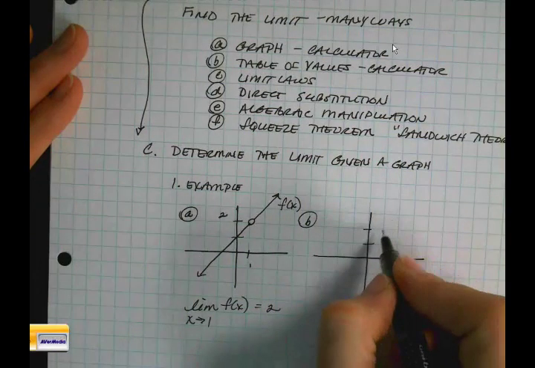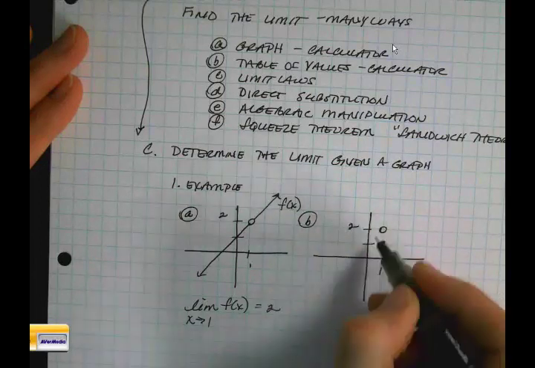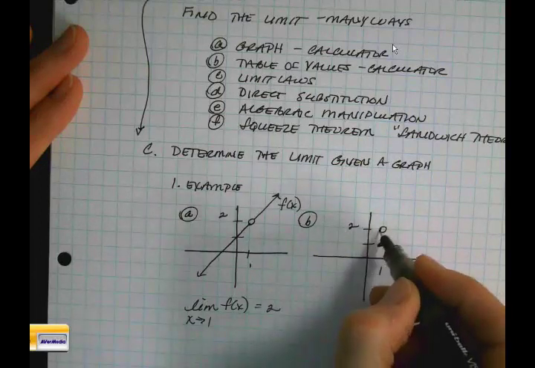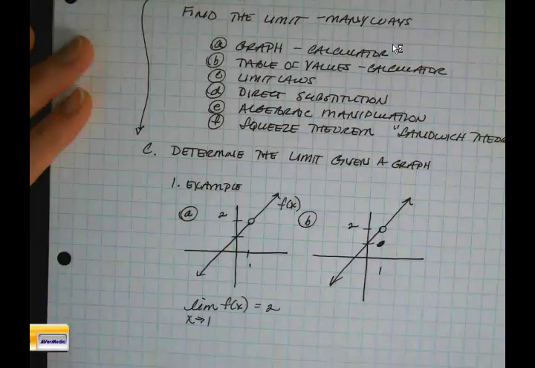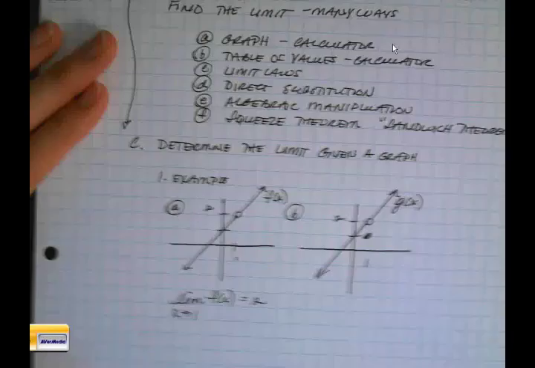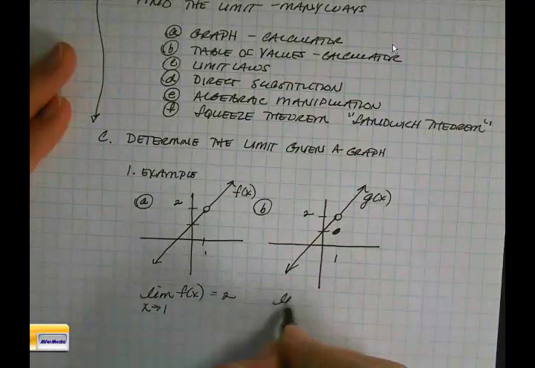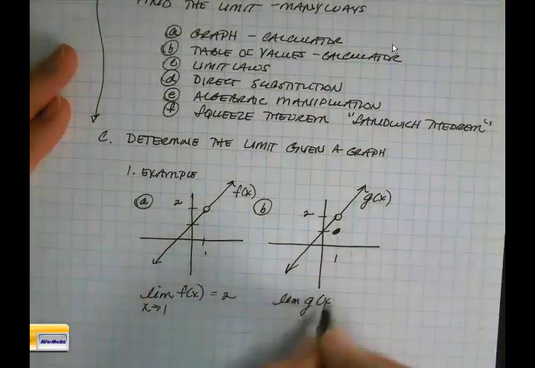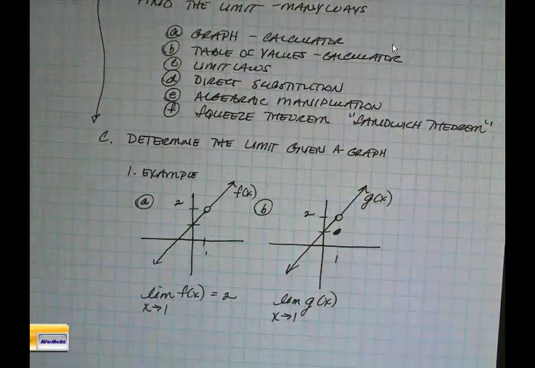Very similar to that last one. Suppose this is g of x. So now the question is, what is the limit of g of x? Of course, they're going to ask when x is approaching a value of 1, because that's where there's a little bit of confusion with the graph, where it's not so perfectly defined.